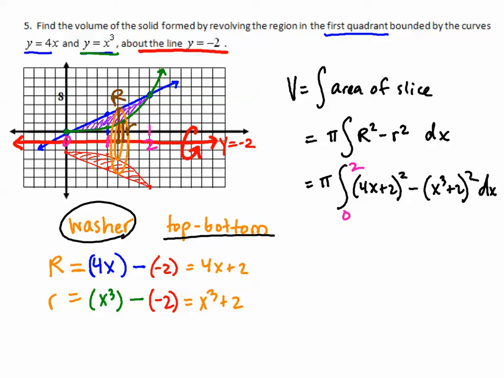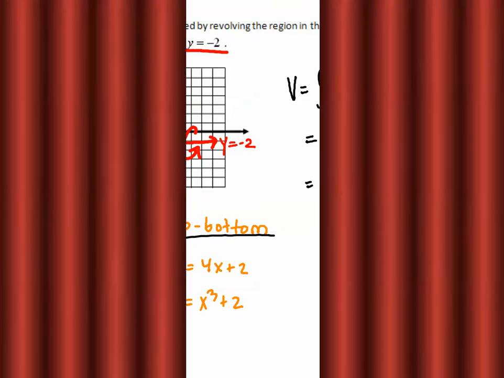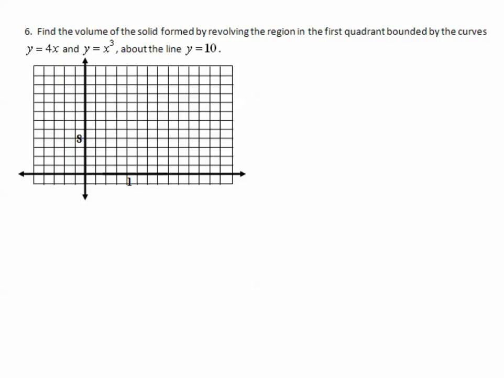Go ahead and use a calculator, or evaluate it by hand. Either way, 848 over 21 pi. Would you like to try the next one? Pausing the video, come back and see how you did.